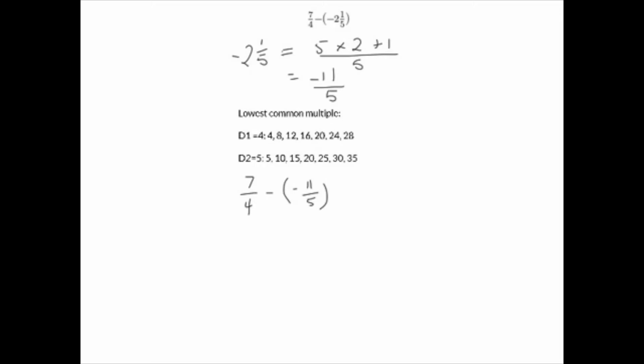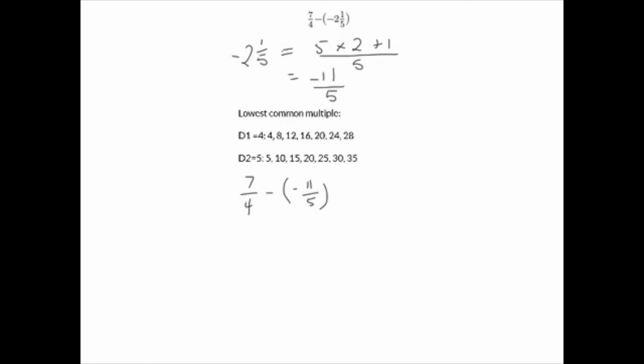Using the lowest common multiple, I start by identifying the denominator in my first fraction, which is 4, and I'm going to skip count by 4s: 4, 8, 12, 16, 20, 24, 28. Then the denominator of my second fraction, d2, is 5, so I'm going to count by 5s: 5, 10, 15, 20, 25, 30, 35.